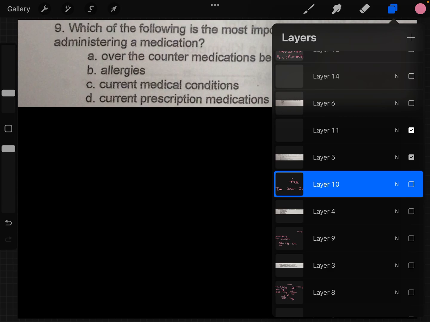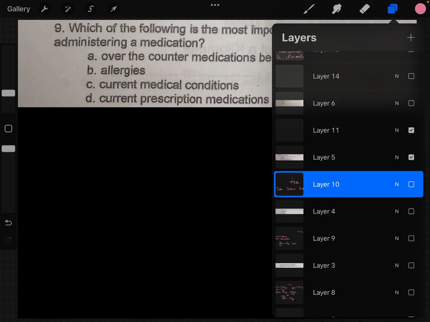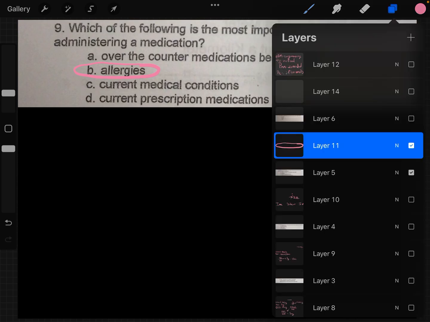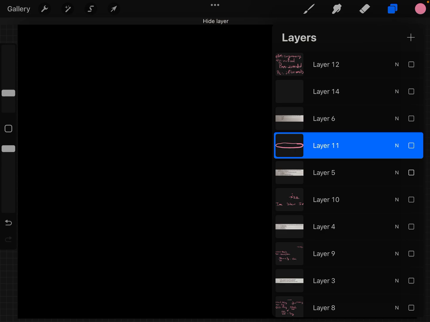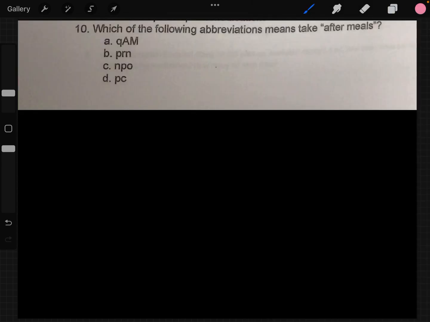Number 5. So, for this one, making sure you're asking the allergies beforehand is the most important. We don't want to give meds to someone who's allergic to the meds given. Okay, moving on.